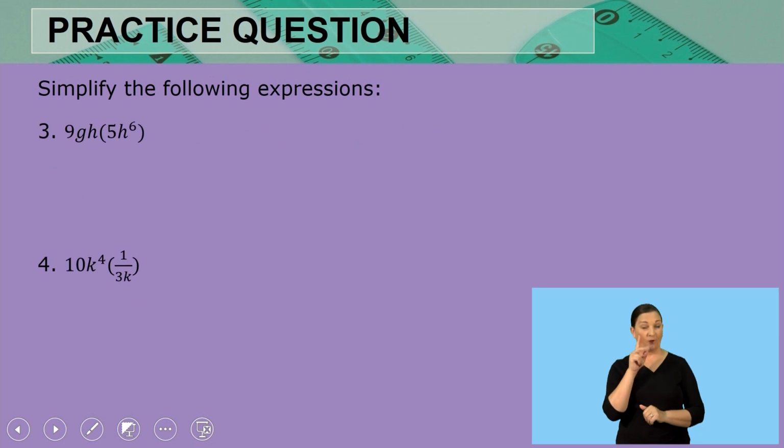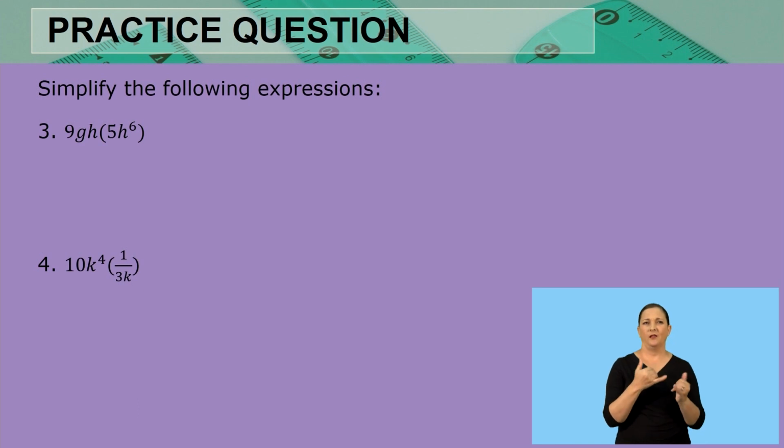Let's look at more questions. Now for number 3 there, we are still simplifying the expressions. I have there 9gh multiplied by 5h exponent 6. Now look at how we have more than one variable this time. So what is supposed to happen? We are multiplying a non-constant monomial with a monomial. So we are going to start by first multiplying the integers. That is a +9 multiplied by a +5, and that is a +45.